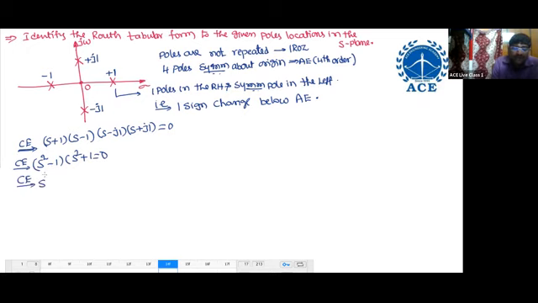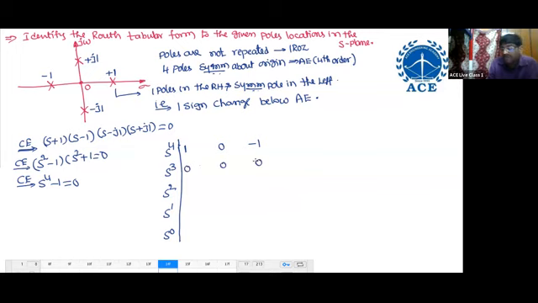s power 4 minus 1 equal to 0. Like this, we can check whether the answer is correct or not. How to check? Write the Routh tabular form. This is s power 4, s cube, s square, s power 1, s power 0. Now the entries are 1, s square 0, minus 1, s cube 0, 0, 0.